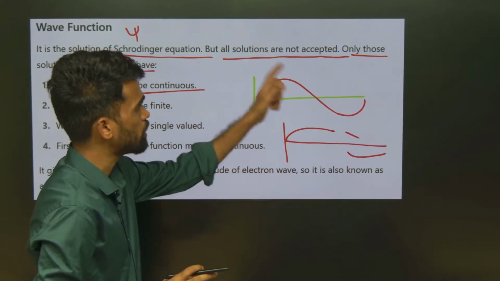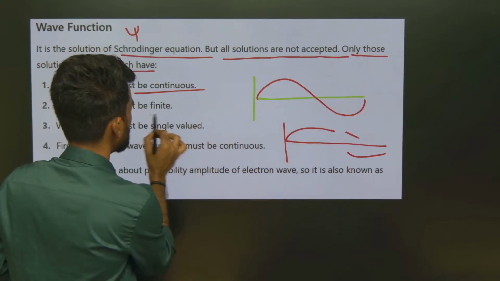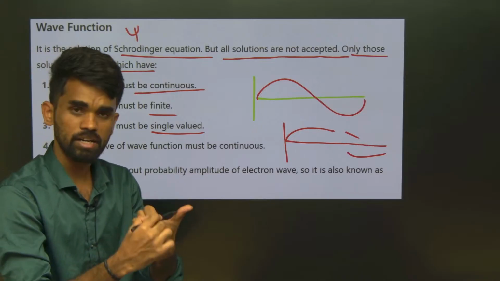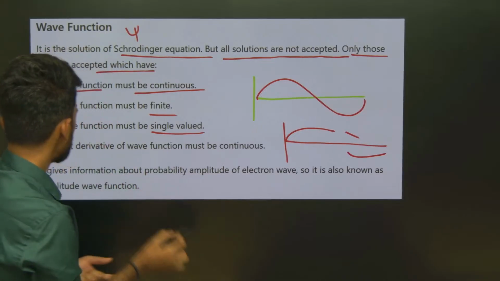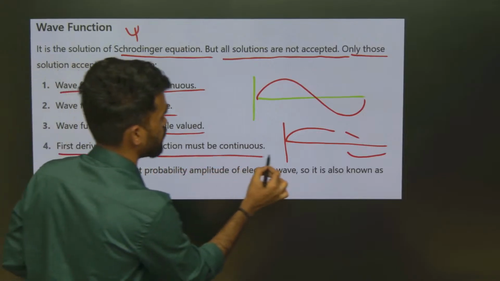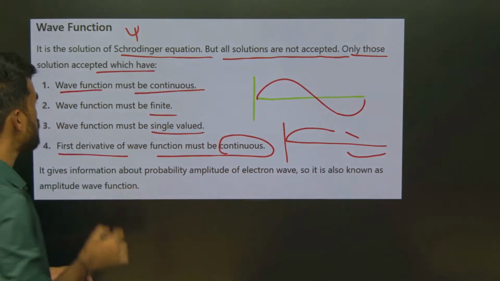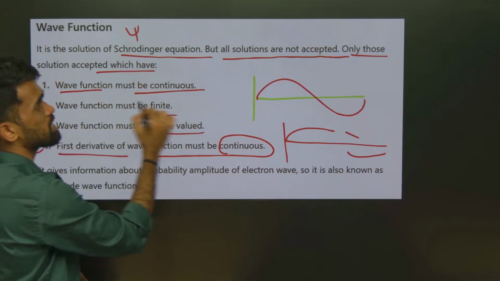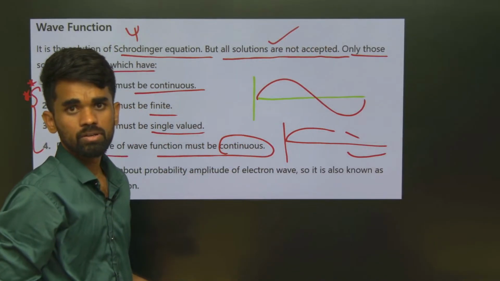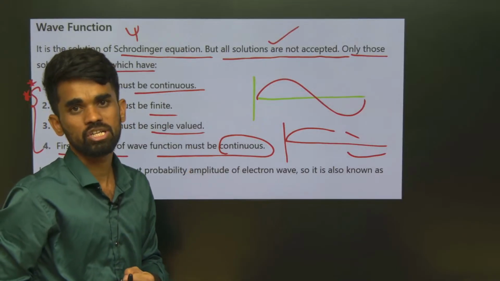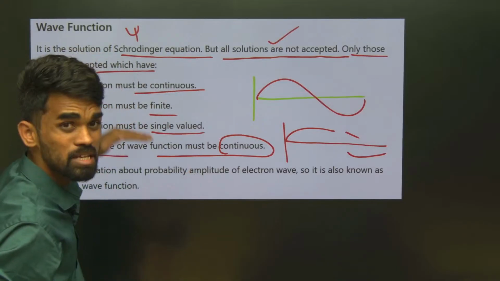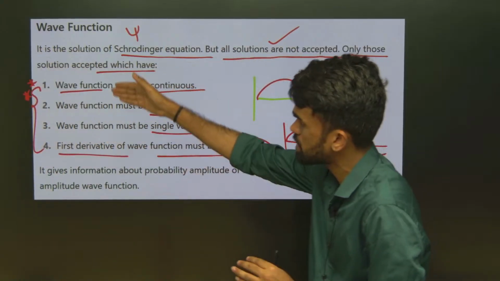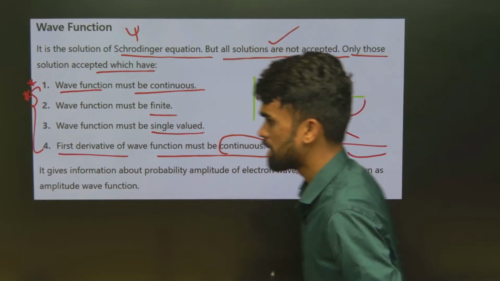It should be continuous, it should be finite, and it should be single valued. The wave function must be finite, continuous, single valued, and the first derivative of the wave function must be continuous. These four statements should be satisfied in order to accept a solution that comes from the Schrodinger wave equation. These are very important points that should be remembered, because in the exam they will ask based on these four statements only.